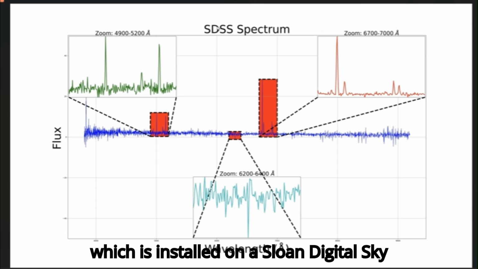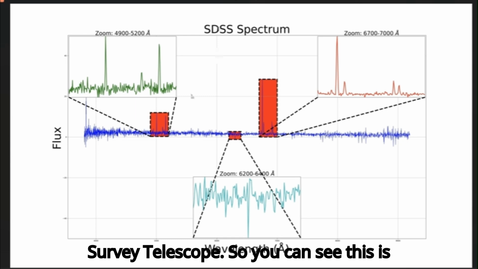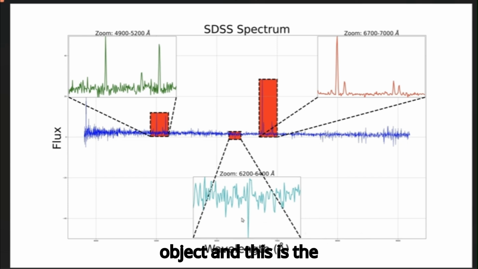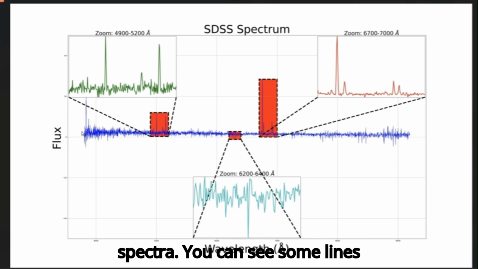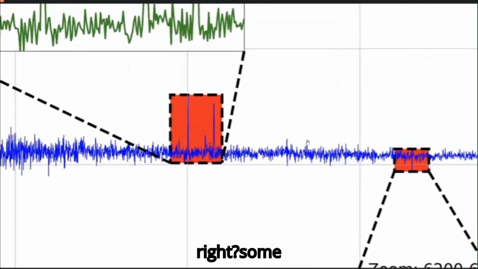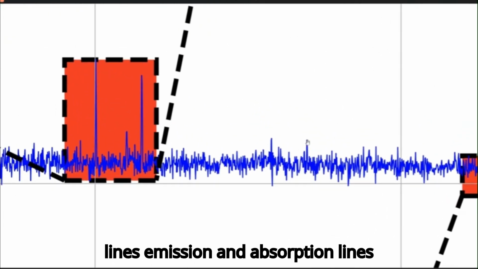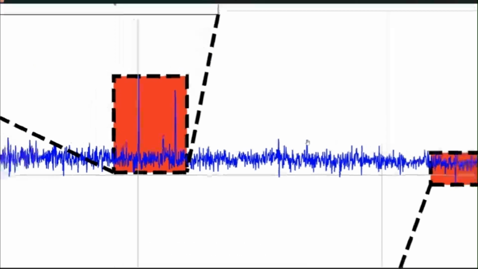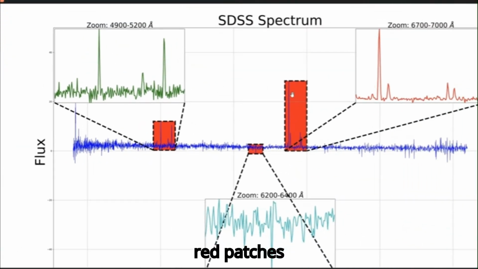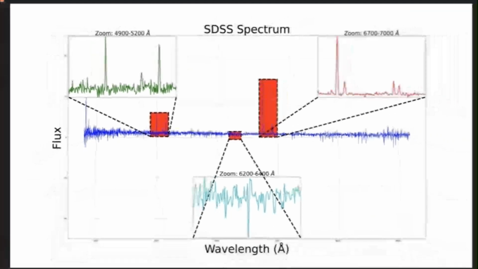So here you can see that this is one of the spectrum from a spectrograph, which is installed on the Sloan Digital Sky Survey Telescope. So you can see this is the flux versus wavelength of an object, and this is the spectra. You can see some lines, right? Some lines, emission and absorption lines.